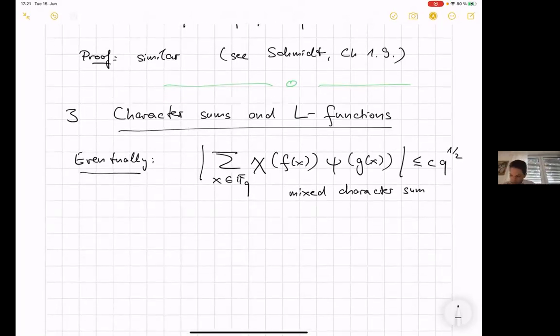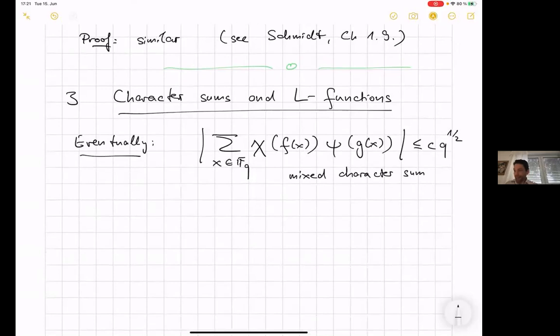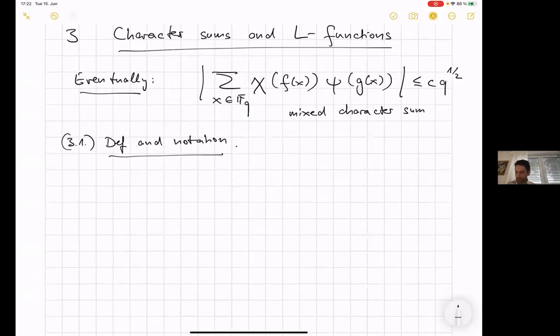Chi will be a character of order d. This is where the y to the d comes from, and psi will be some additive character. We keep in mind that we have an f and a g. The f goes into the multiplicative character and the g goes into the additive character. Now, definition and notation. This is just the preparation for Wednesday, so that we can introduce L functions and get this bootstrapping argument. So a bit of notation.